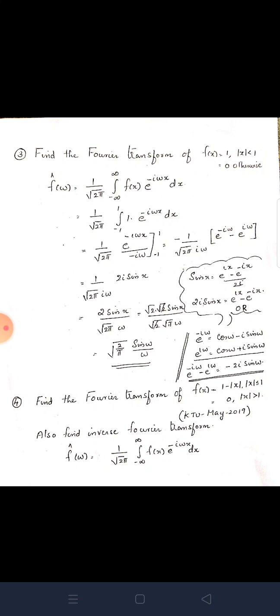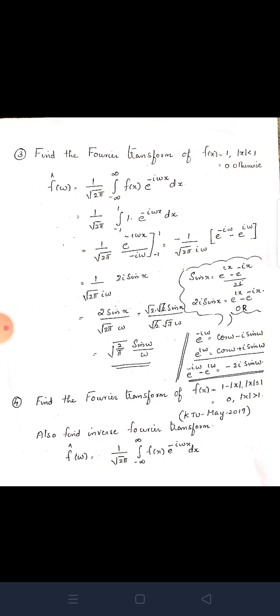So you can replace that term with 2i sin x, 2i sin omega, not x here, it is omega, because it is e raised to i omega. So that it is 2i sin omega, and when you rearrange it you will get root of 2 by pi sin omega by omega.